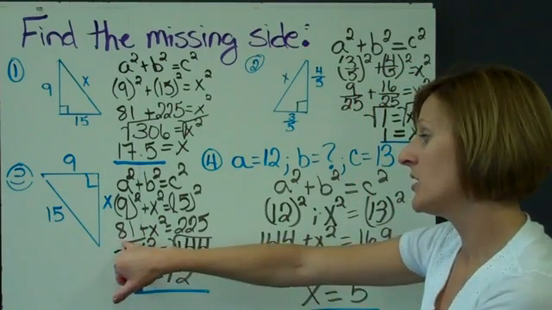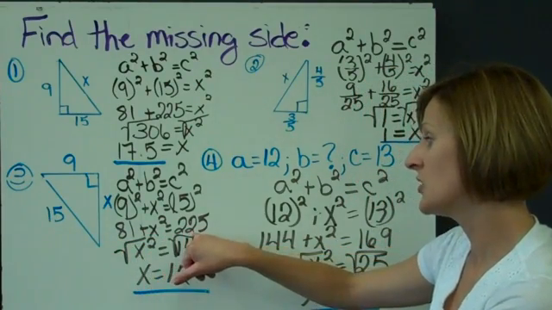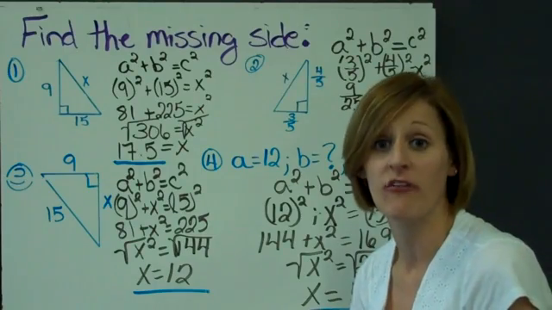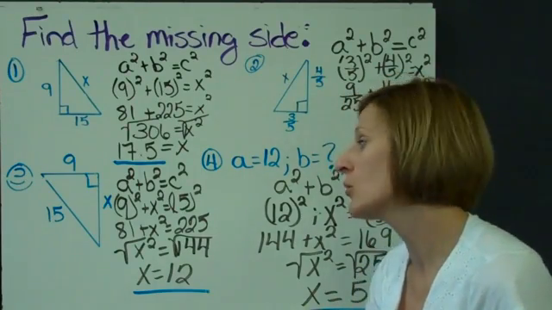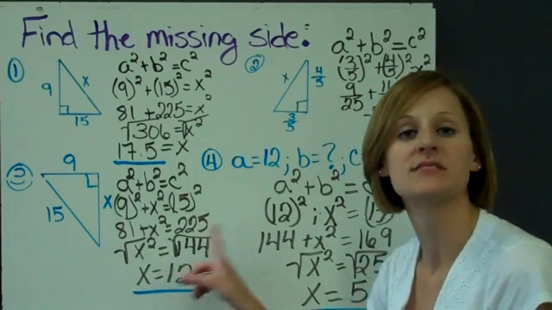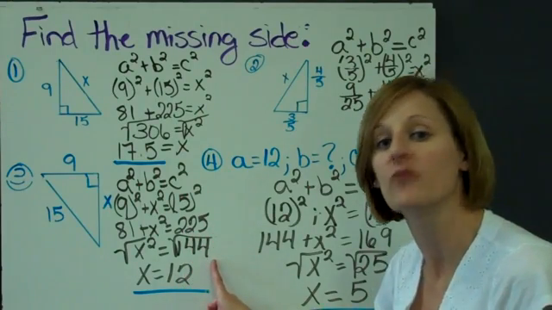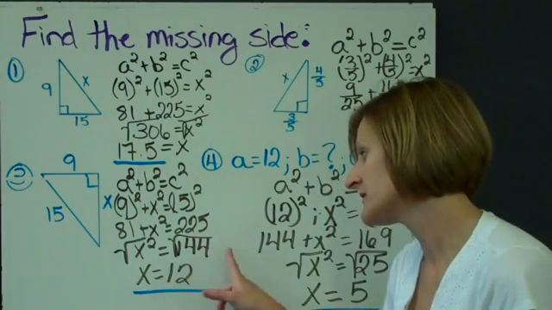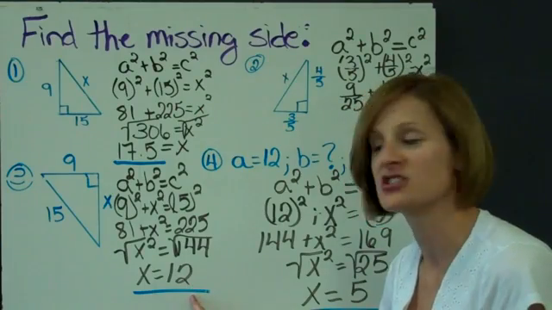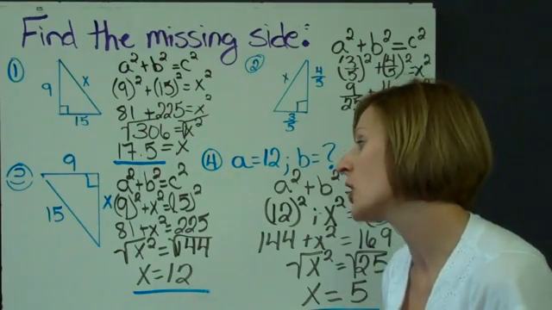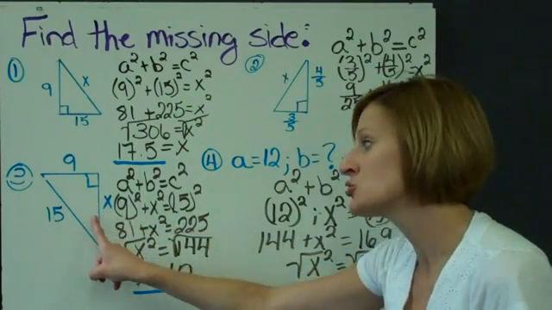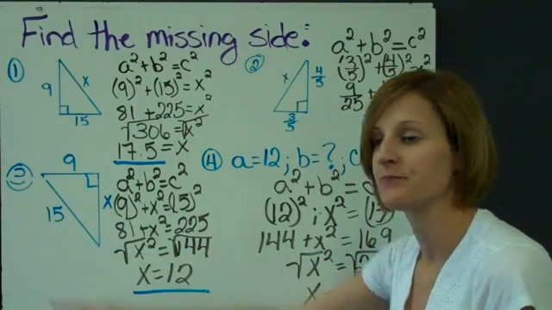So when you get 81 plus x squared equals 225, you have to solve for x squared. To do that, we're going to subtract 81 from both sides. So 225 minus 81 gives me 144. Then I take the square root of both sides to get my answer as 12. So my triangle is going to be 9, 12, 15.